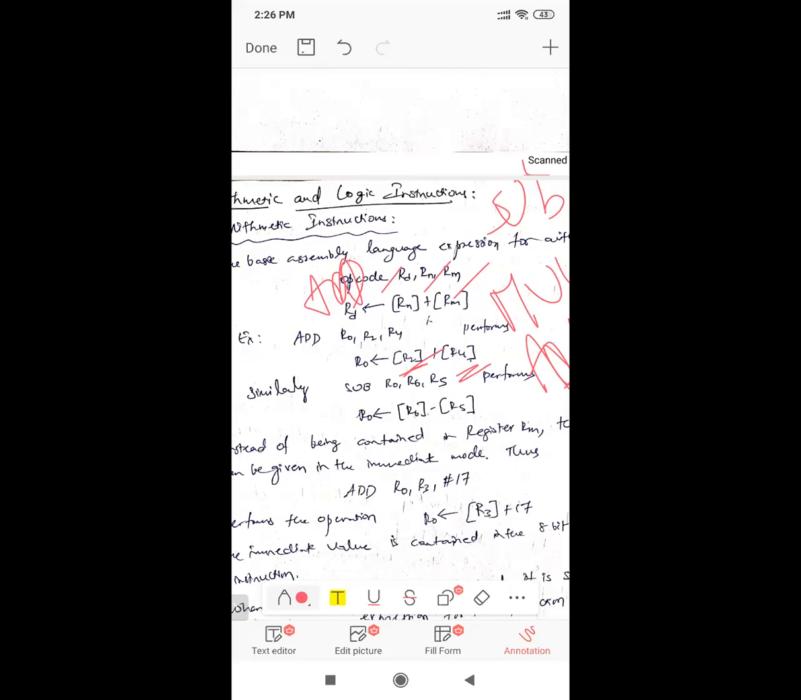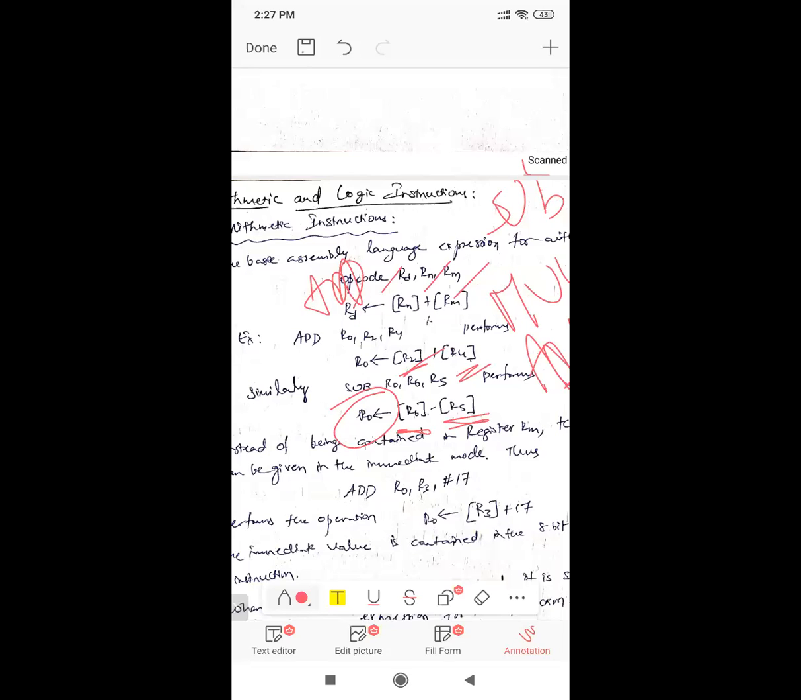Similarly, subtraction: subtract R0, R6, R5. Subtract the R5 register contents from the R6 register contents, and the result is transferred to the R0 register. This is the subtraction operation. Like in the second unit, what we have discussed, the arithmetic operation, the same concept. Okay.